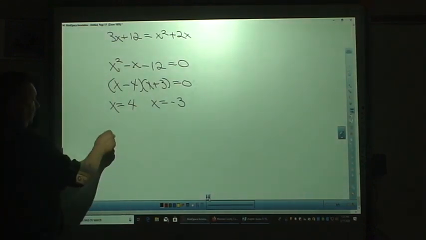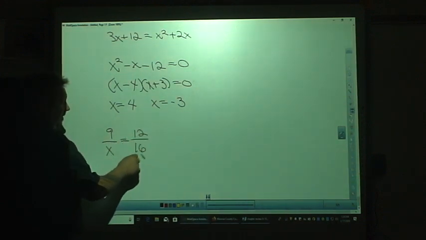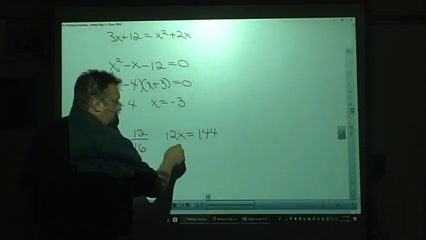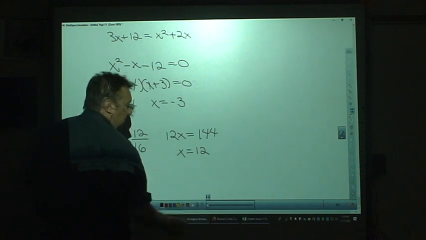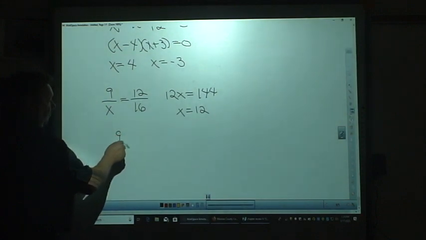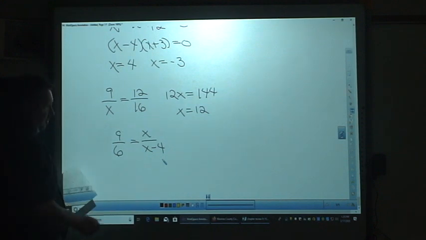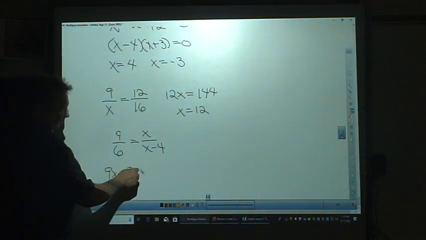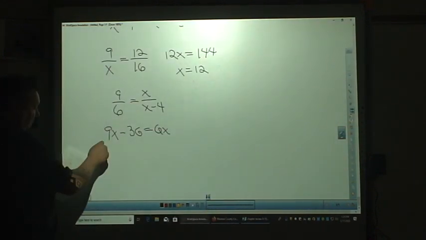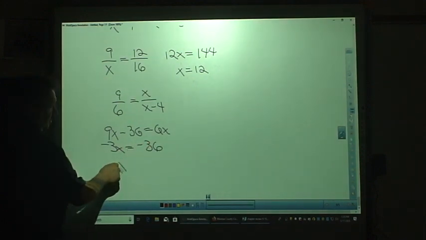Next one, 9 over x, corresponding to 9 is 12, 12 over 16. This one should have been fairly easy, 12x equals 144, x equals 12. Next one, 9 over 6, that's going to correspond to x over x minus 4. 9x minus 36 equals 6x. This will give me -3x equals -36. x equals 12.